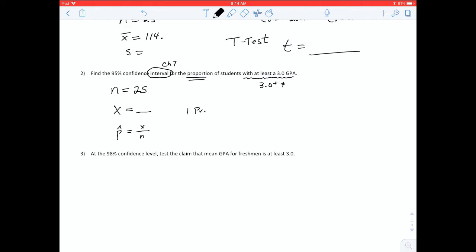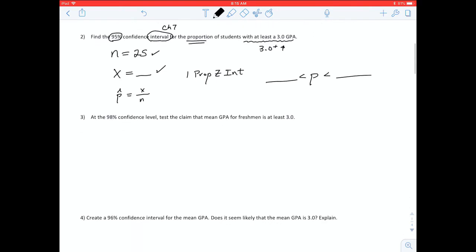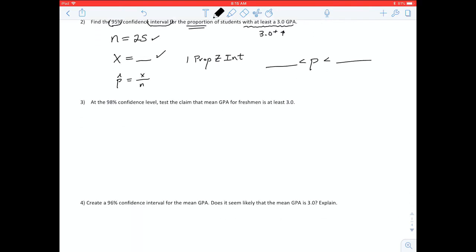And with a confidence interval, you can have the calculator do that. So that would be 1-proportion z interval. And then you just need to tell the calculator what's n, what's x, and that you're using 95% confidence. And then the final answer would be that p is between this number and this number.